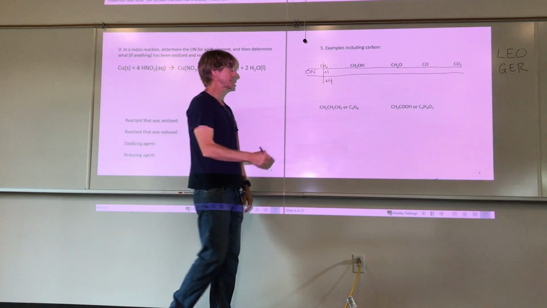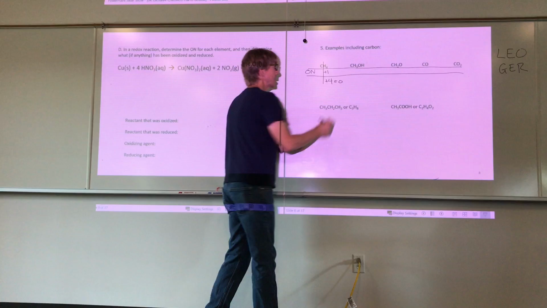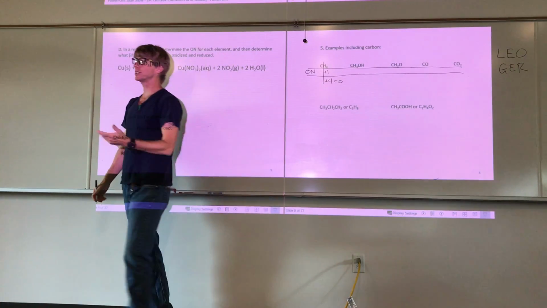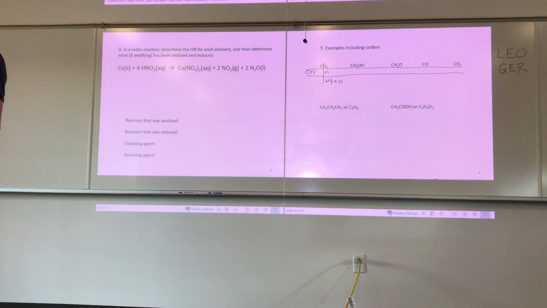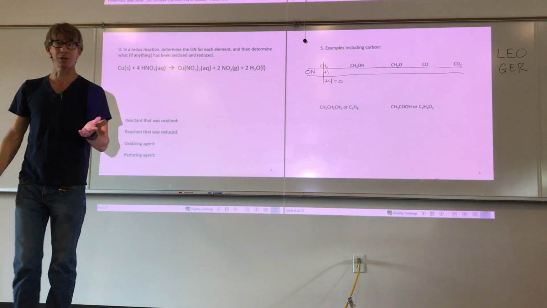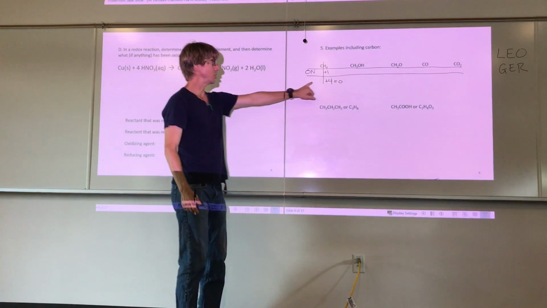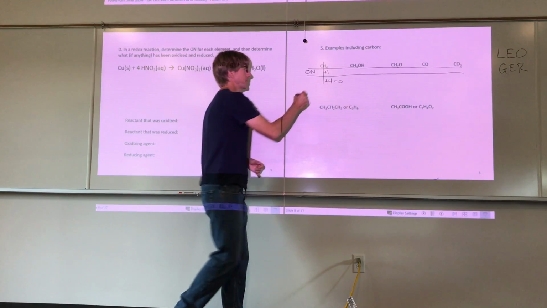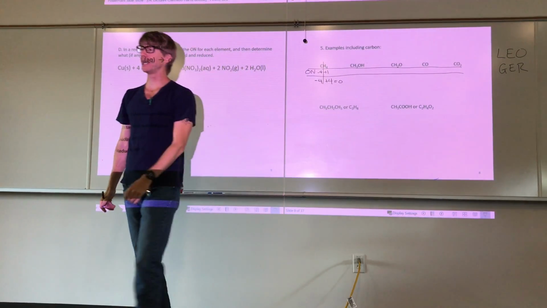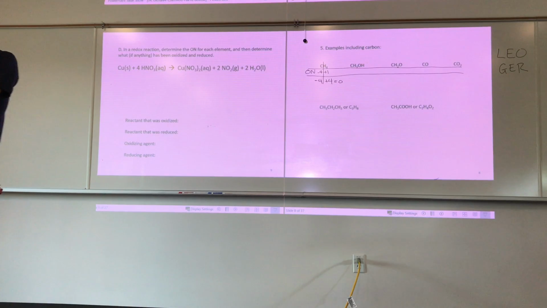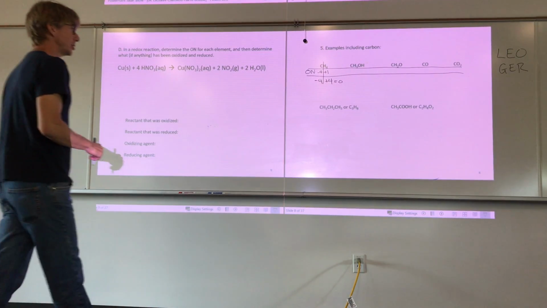And what I said was that because there's no charge on CH4, that's methane by the way, then I know that the oxidation numbers have to add up to 0. Since there's only 1 carbon, that 1 carbon has an oxidation number of -4. And that's my process for doing that.